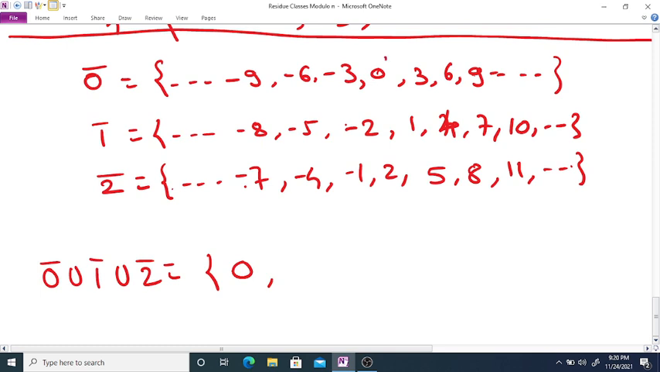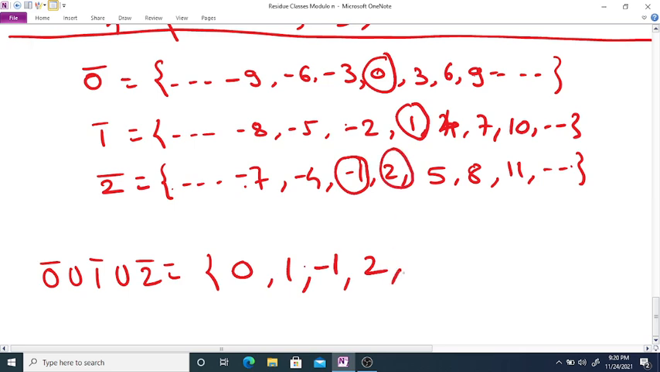0 is present in 0 bar, then next 1 is present in 1 bar, then minus 1 is present here in 2 bar, then again 2 is present here in 2 bar, then minus 2 is also present in 1 bar, so minus 2. 3 is also present here, again minus 3 is present in 0 bar.